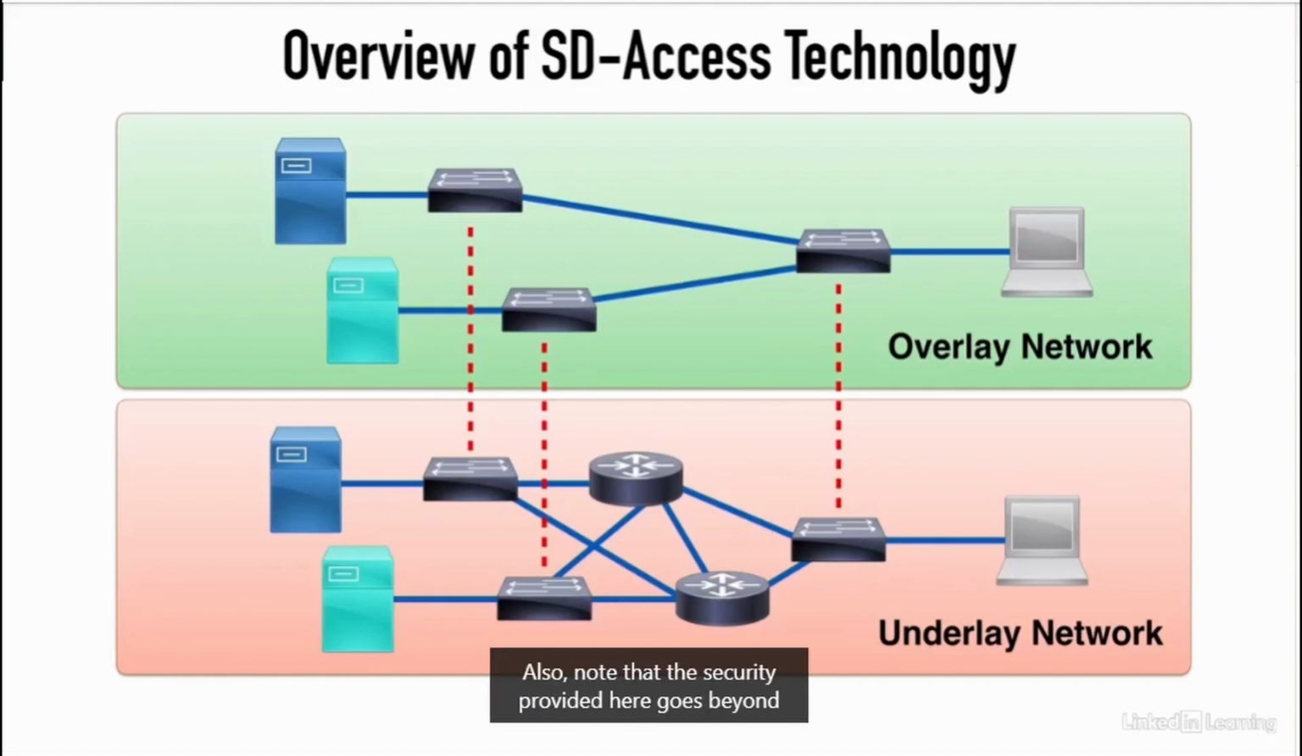Also know that the security provided here goes beyond traditional routing and switching security capabilities, because it's recommended that you leverage Cisco's Identity Services Engine to gather contextual user information for those security policies. So here we can see that even though our underlay network is a little more complicated and it has a few more intermediate devices, the overlay network simply sees that as a much smaller and simplified network. So that's just a really easy example of how that works.